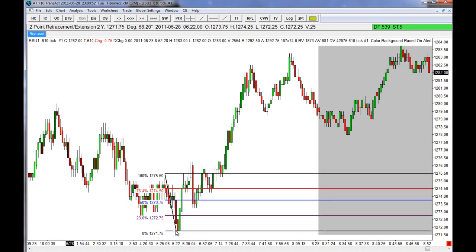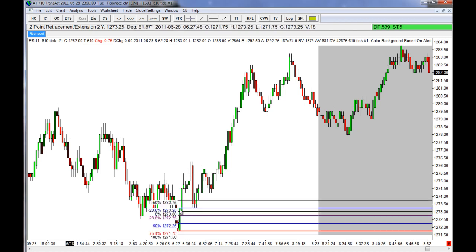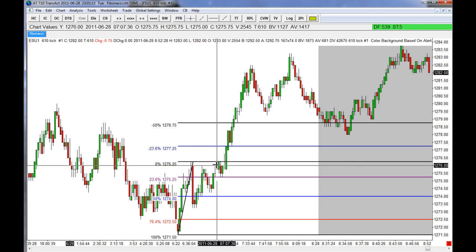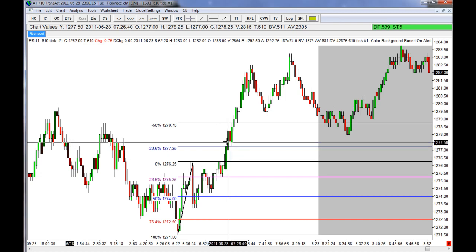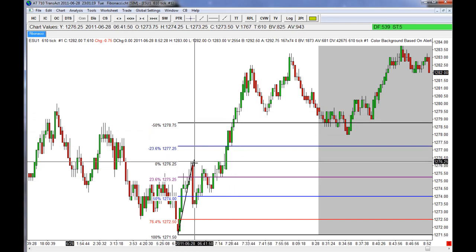So I've drawn a new fib over here, which meets the first rule's criteria. It broke through the 76.4% level, so I drew from here to here. It bounced somewhat close to the 50% level, and then as you can see, price just went through the 0% level, through negative 23.6, paused a bit, and through negative 50.